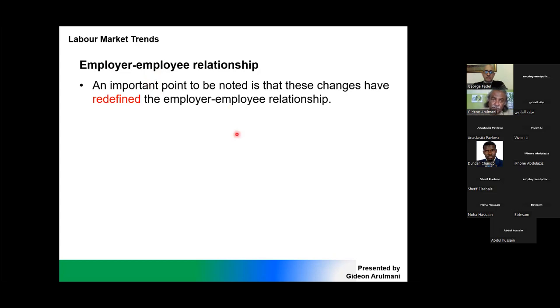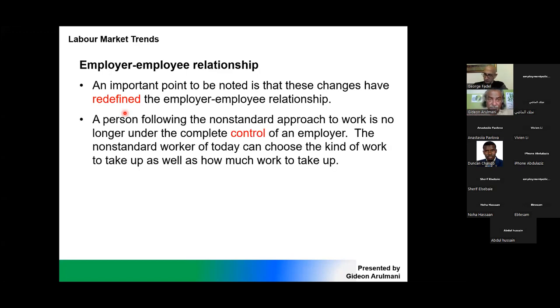Yeah. An important point to be noted, these changes have redefined the employer-employee relationship. Yeah. If you take me, for example, now, in this job that I'm doing with the ILO, supposing something happens to my health, ILO is not at all obliged in any way to help me out. In fact, you have to sign a contract saying, these are the terms, anything outside this is not the problem of the employer. So it's been redefined.